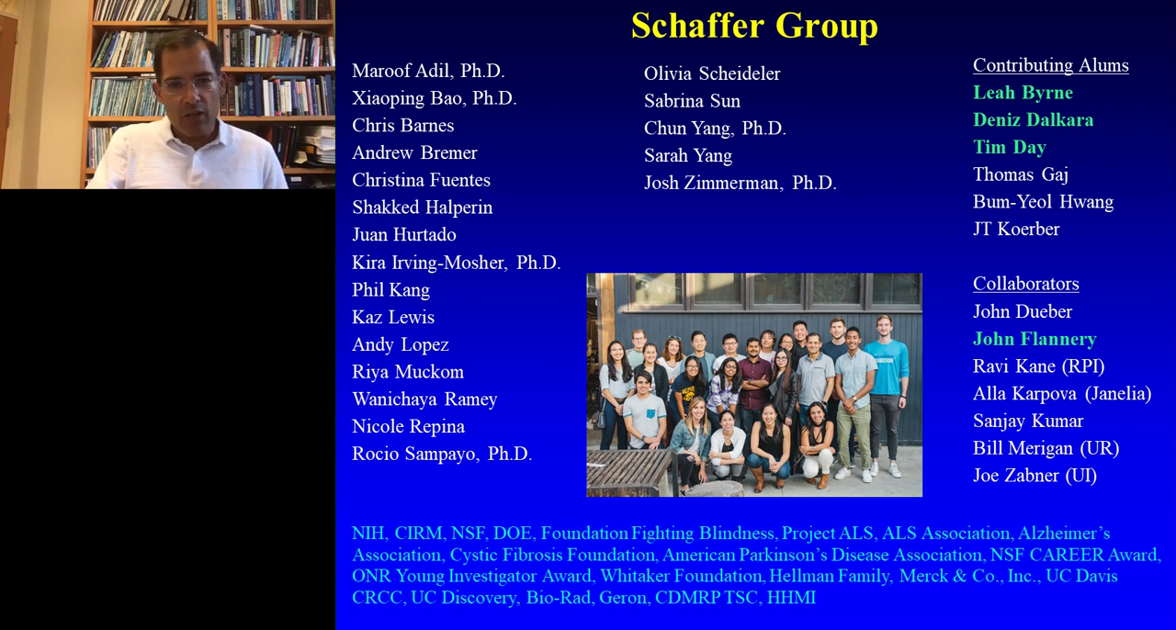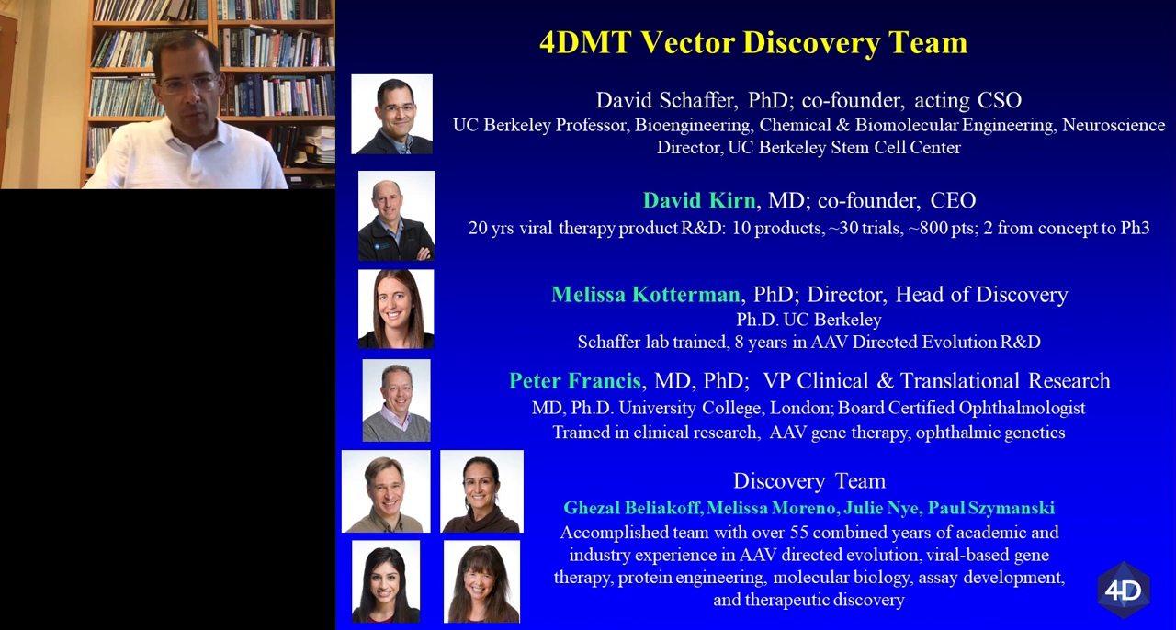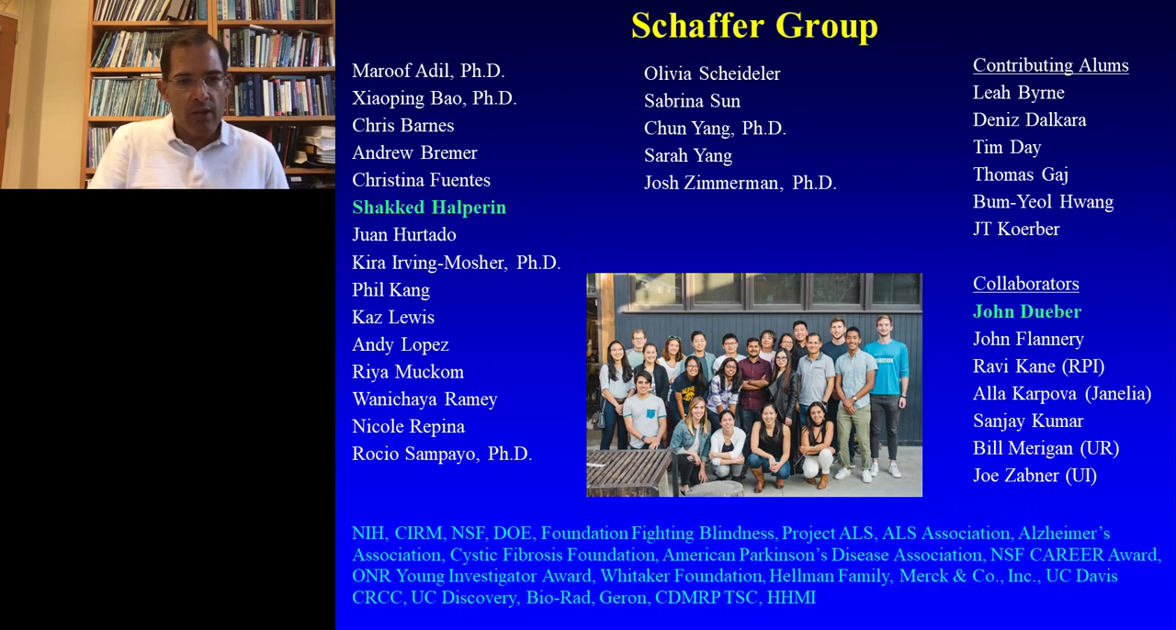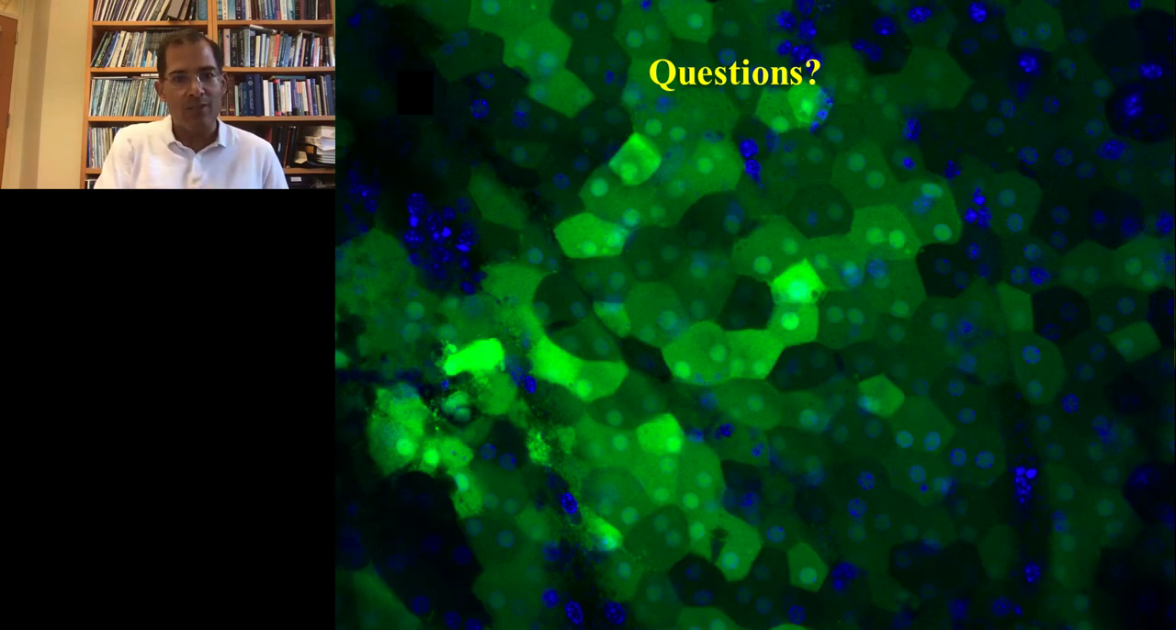So I'd like to close by acknowledging the people who actually did this work. The work in the mouse retina was done by Leah Byrne, Denise Dalcara, and Tim Day in collaboration with John Flannery. The work on retrograde transport was the product of Tom Guy, Bamyul Wang, in collaboration with investigators from Janelia Farm. The non-human primate retinal variant was engineered or developed, as I mentioned, at 4D Molecular Therapeutics, with major contributions from our CEO, David Kirn, who's also my co-founder, our Director of Discovery, Melissa Cotterman, SVP of Clinical and Translational Research, Peter Francis, as well as other important contributors. And finally, the work on Evolver was the product of Shaked Halperin in collaboration with John Dueber at UC Berkeley. So thanks so much for your time, and I'd be happy to address any questions.